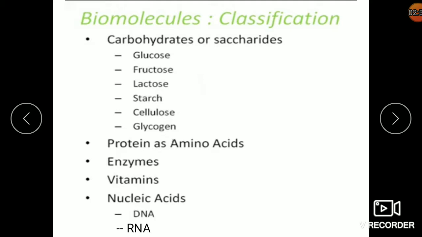Now, we can classify the biomolecules as carbohydrate, protein or amino acid, then enzyme, vitamin and nucleic acid. Under carbohydrate in your course, we have to know about glucose, fructose, lactose, starch, cellulose and glycogen. Then under nucleic acid, we have to cover the DNA and RNA part. So these are your biomolecules, which are very much vital.